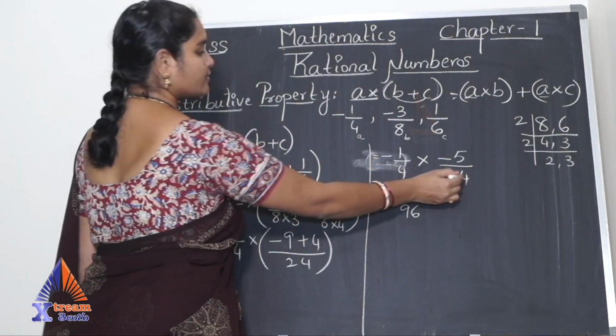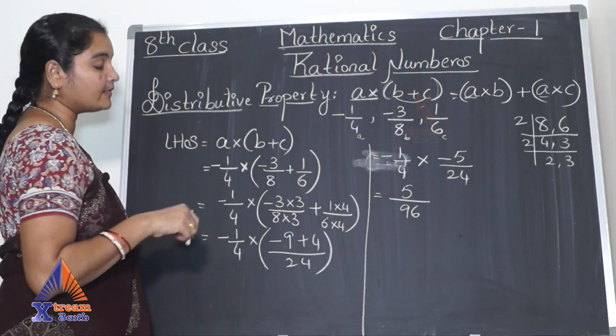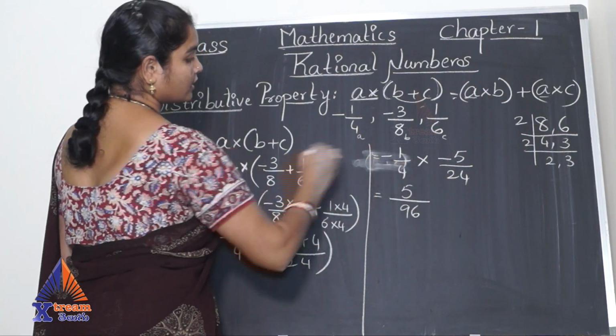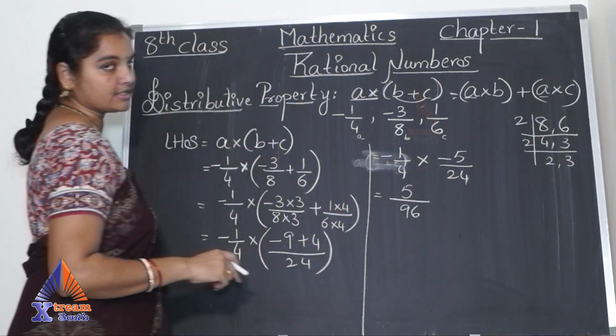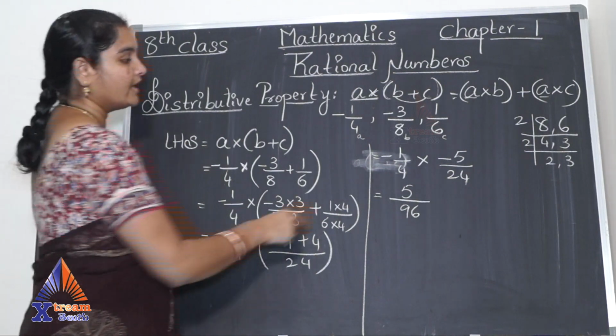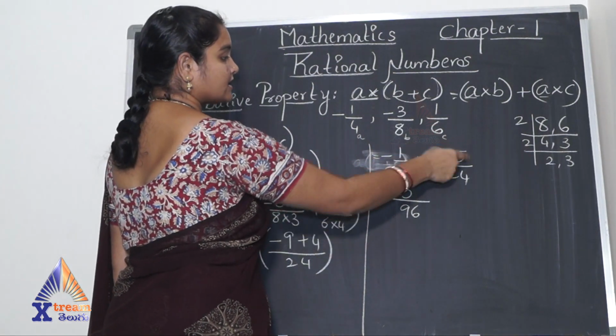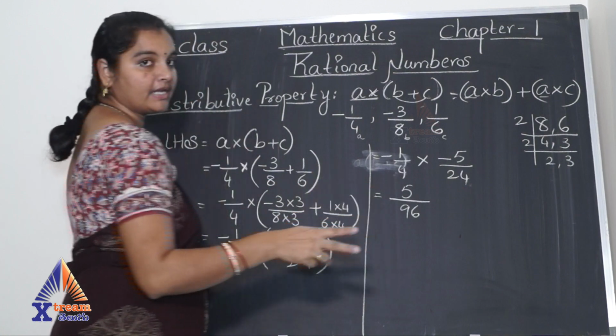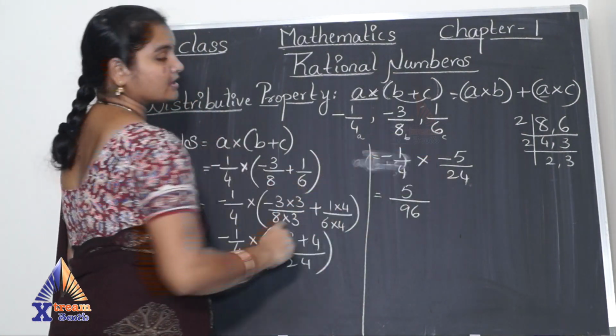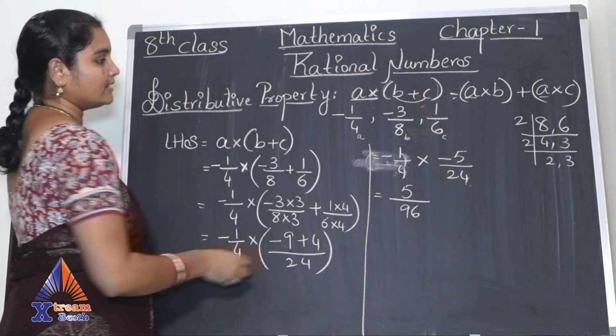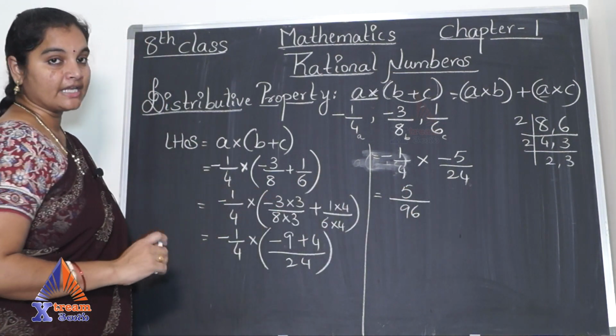You may think that 4 and 24 get cancelled. We can't cancel 24 with 4 because both of these are denominators. They are not numerator and denominator. And as you know, numerators cannot be cancelled with numerators, and denominators cannot be cancelled with denominators. A numerator and denominator combination can be cancelled. Okay, so we got LHS as 5 by 96.